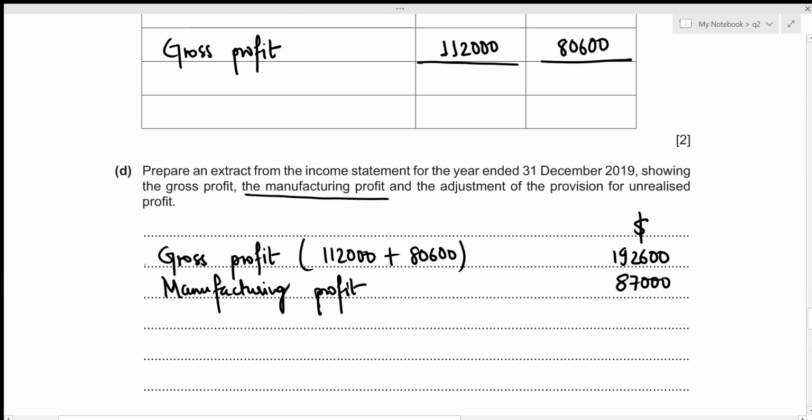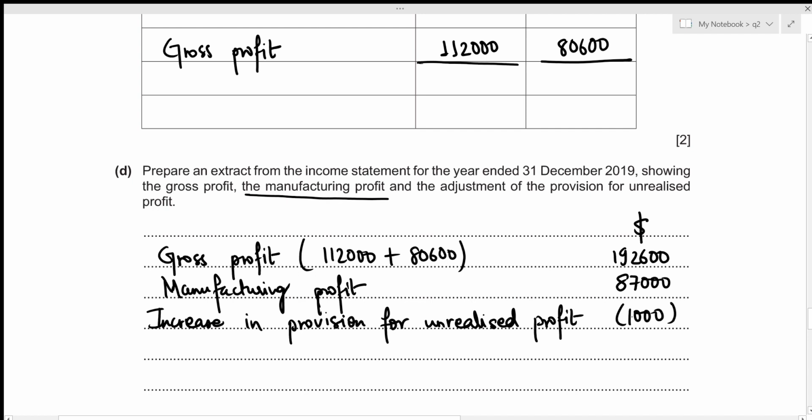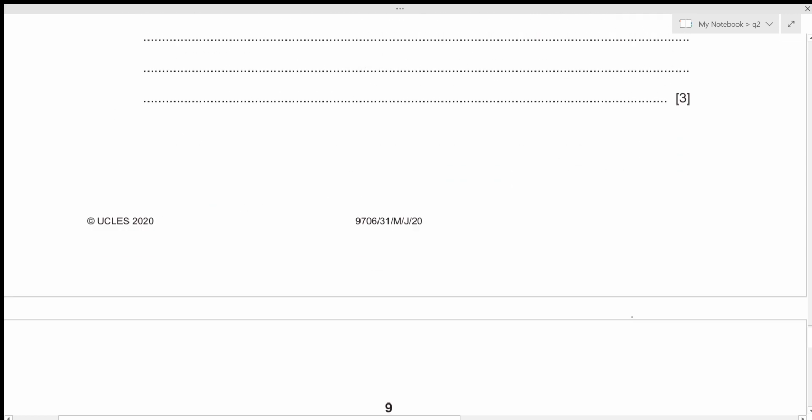Okay, so that's increase in provision for unrealized profit, and it amounted to 1,000, and since this is an increase, this needs to be subtracted. Okay, so this concludes the fourth part of this question. Now we can move towards the fifth one.